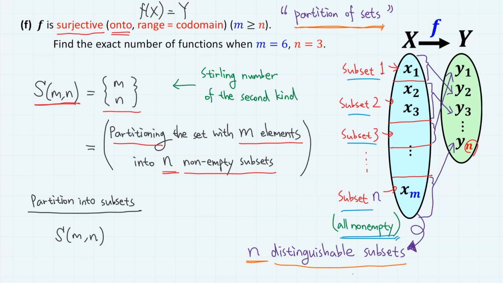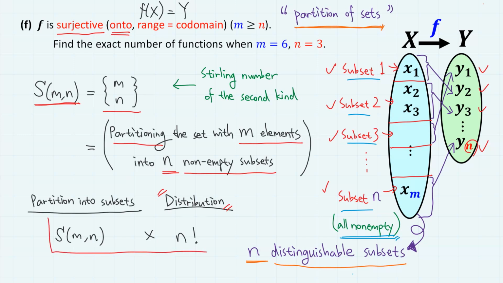Next, we have to determine which subset corresponds to which element of the codomain Y. In other words, we have to distribute these n subsets to n distinct elements of Y. And there are total n factorial ways to do that. Therefore, the number of surjective functions is given as S(m, n) times n factorial.